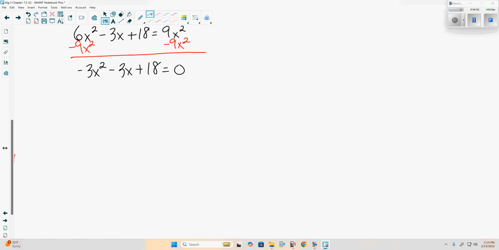Now we need to factor it. Greatest common factor between negative 3x squared, negative 3x, and 18: negative 3. Now we want to take the negative out because I want to try to get this first term to be positive. It's going to be easier to factor positive x squared than negative x squared. So we factor the negative 3 out of negative 3x squared, we get positive x squared. We factor negative 3 out of negative 3x, we get positive x. And now when we factor the negative 3 out of positive 18, it's going to take it from positive to negative 6.